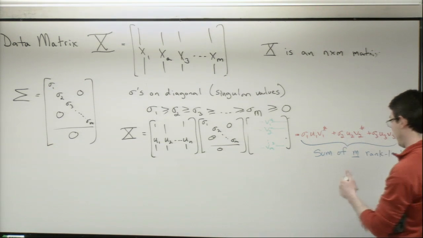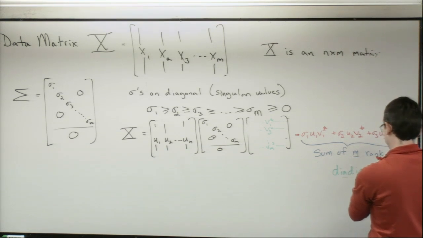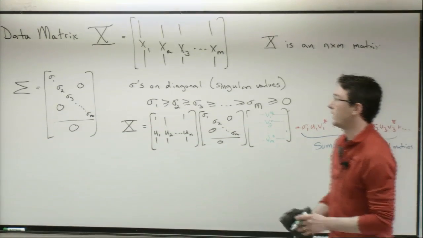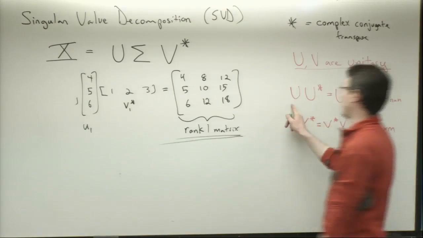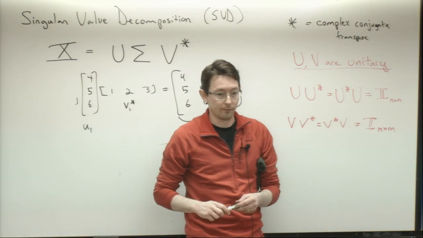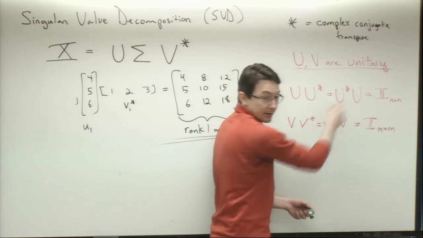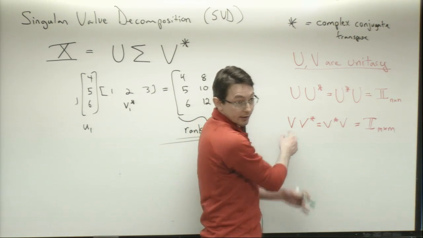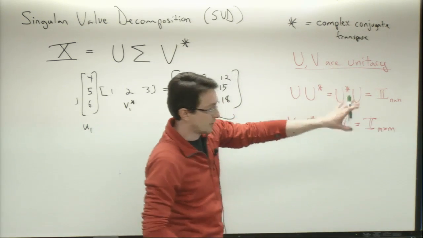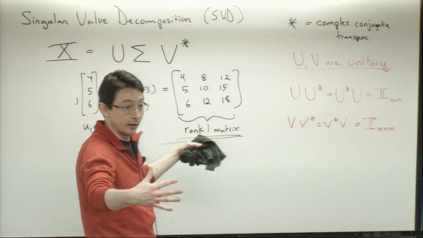This is called a dyadic sum if you're interested. Because these are dyads, U1 and V1, they're dyads. And because U and V are unitary, the columns of U are orthogonal to each other. U1 is orthogonal to U2, it's orthogonal to U3, because otherwise I wouldn't be able to get this identity. Same thing with the columns of V, they're all orthogonal. So these rank 1 matrices also span orthogonal directions. When I add them up, I build more and more rank into my matrix X.